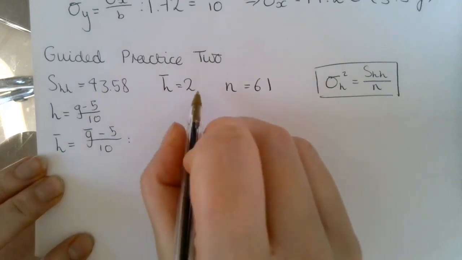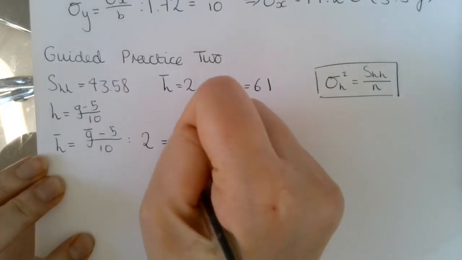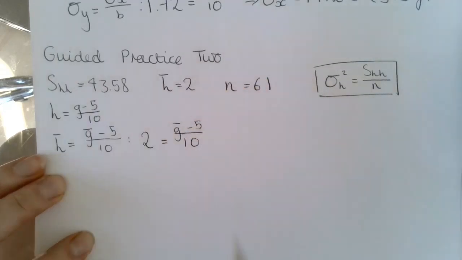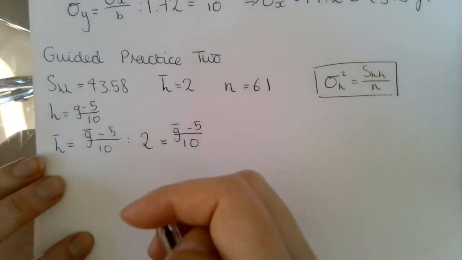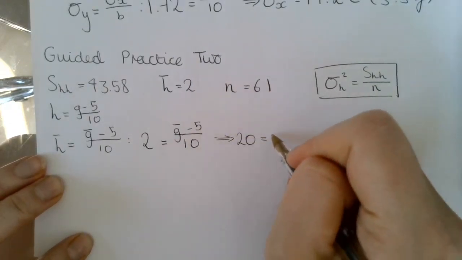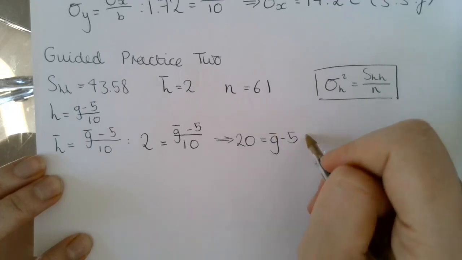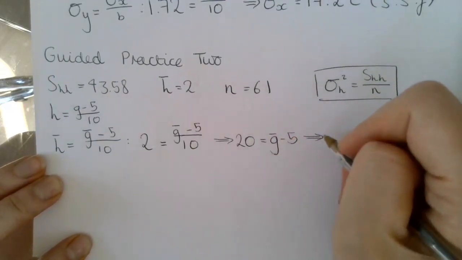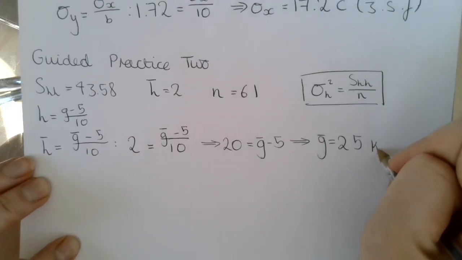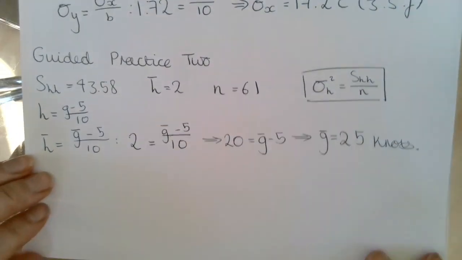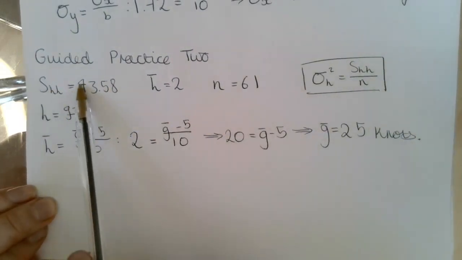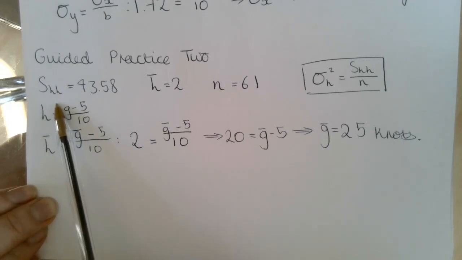So H bar, we're given that's 2. That equals (G bar minus 5) over 10. So we're going to multiply both sides by 10, and we get 20 is equal to G bar minus 5. Add 5 to both sides, and we get G bar is equal to 25 knots. So that's our mean.